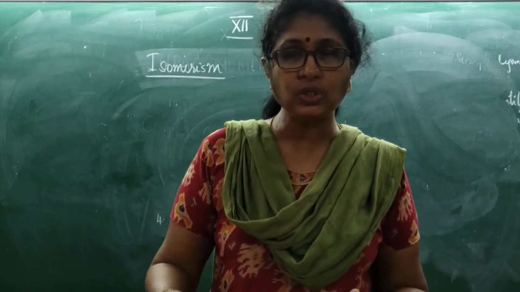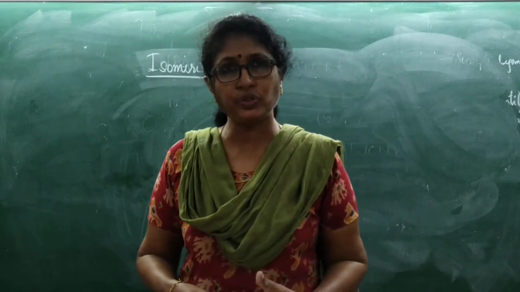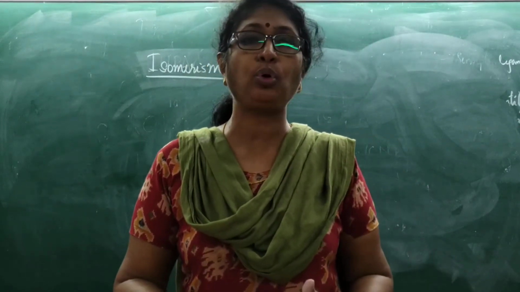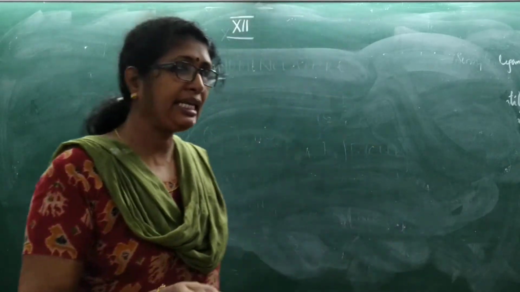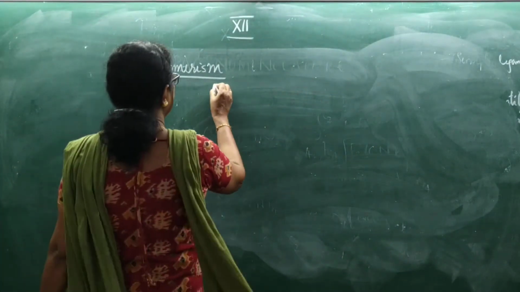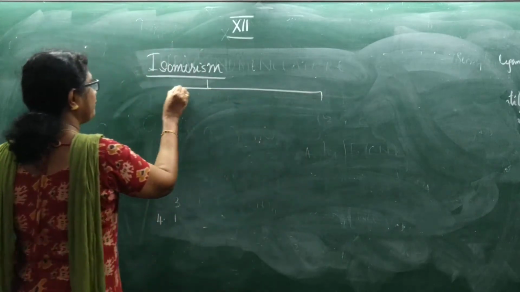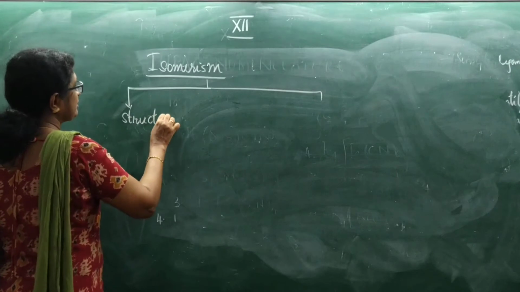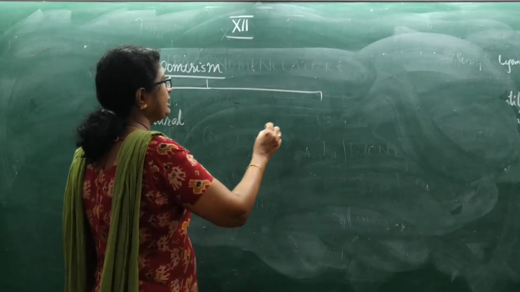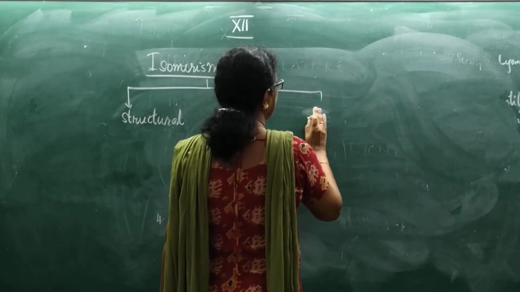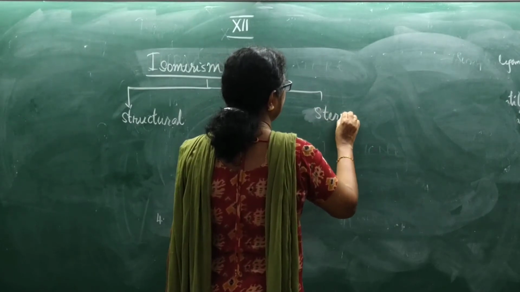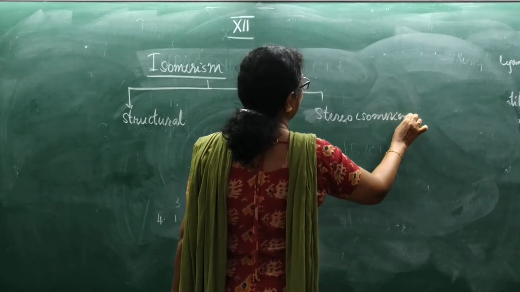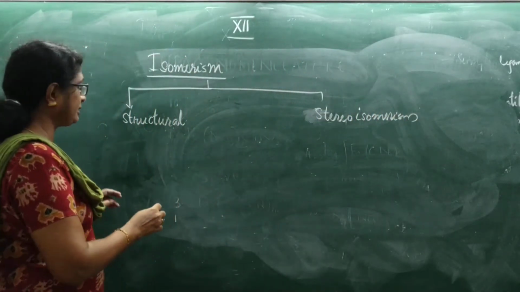Now, these coordination compounds also show isomerism. We can classify the isomerism shown by coordination compounds mainly into two types. One is structural isomerism, and the other is stereoisomerism. Now we come to structural isomerism.